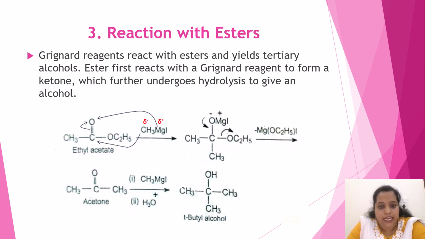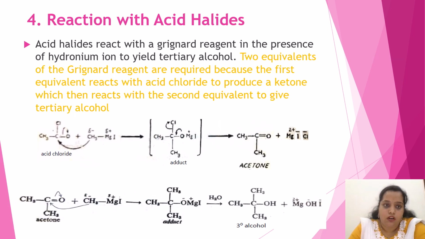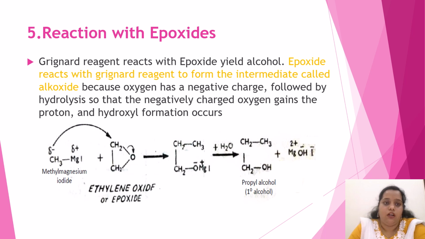Now, talking of the reaction with esters, esters also lead to the formation of a tertiary alcohol. The ester first reacts with the Grignard reagent to form a ketone, and the ketone then undergoes further reaction and hydrolysis to form a tertiary alcohol. Talking of acid halides, they react with the Grignard reagent to again yield a tertiary alcohol, but it occurs in a few steps, where it is converted to a ketone, and the ketone is then converted into a tertiary alcohol.